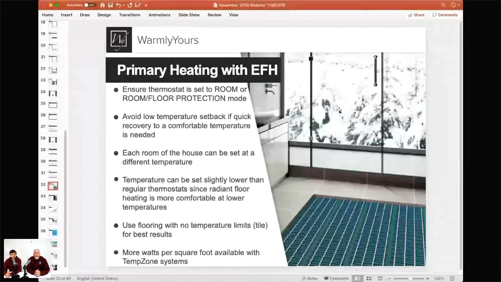So what about primary heating with electric floor heating? EFH means electric floor heating for those that are not familiar with that. So what can we go through on this slide? Yeah, I like the information here because we're talking about, let's just say you ran that first example. Your heat loss is 3,000 BTUs. You can provide 5,000 BTUs, a perfectly good scenario to run the system as the primary source of heat. First thing you want to do is make sure your thermostat is set to the room or room with floor protection mode, because the way you control it is the most important part.